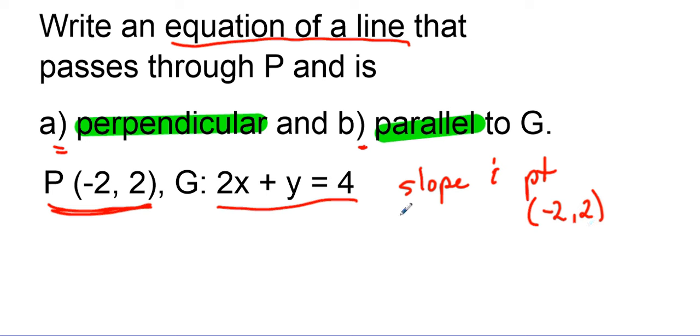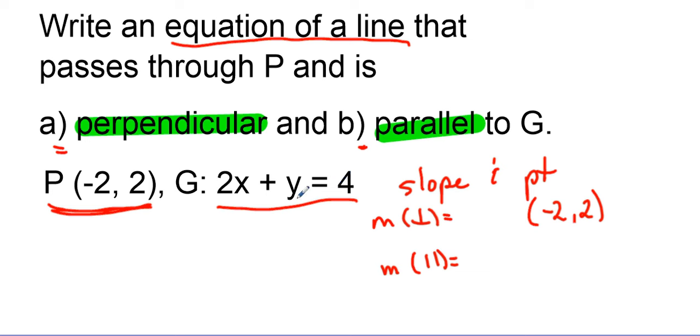Now the question is, for the perpendicular one, what's the slope? And what's the parallel one? So I'm going to go like this for perpendicular, that's a perpendicular symbol. And then our slope which is parallel, I'm going to go like that to G. To find our slope, the key thing is to identify the slope of G. You have to know the slope of G to figure out the slope of these two other lines.